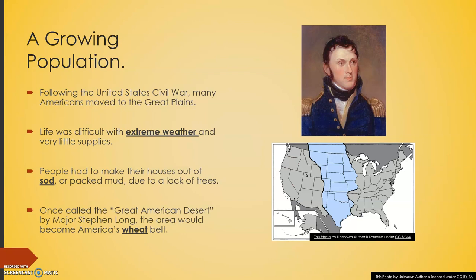Because of this, it was once called the Great American Desert by Major Stephen Long, who you see in the top picture there. However, even though it's called this, the area is going to become America's wheat belt. And even to this day, the United States produces a lot of wheat from this area. A lot of farmers and settlers are going to grow wheat as well in this area, and that's how they're going to make their livings.